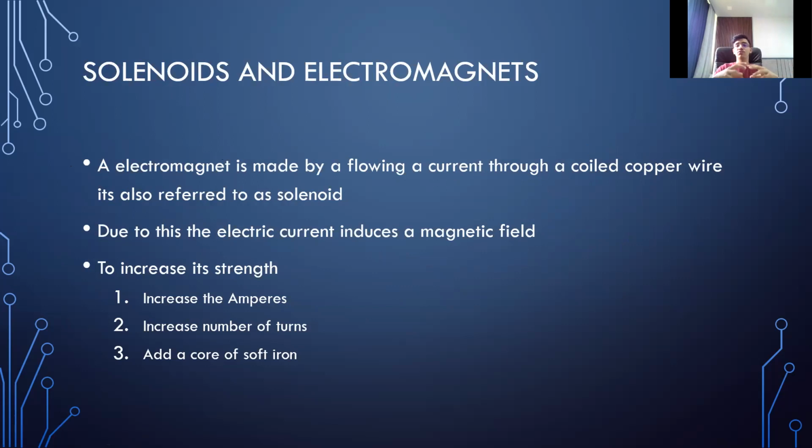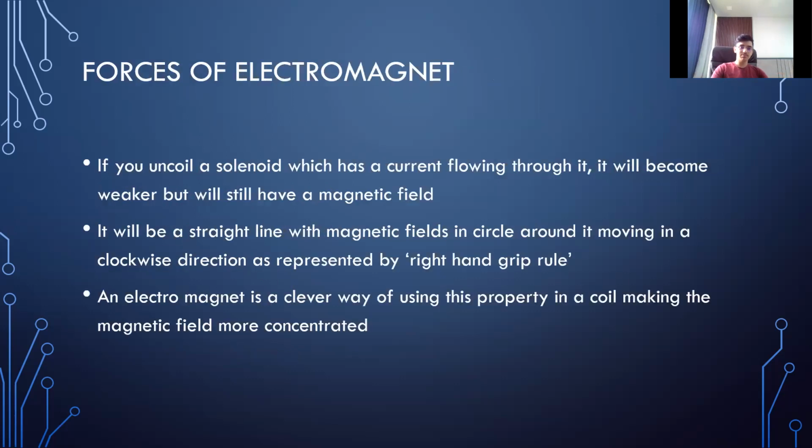So the reason for coiling it is because it concentrates the magnetic field much closer into the center of the coil, and if you add a core to it, it becomes much more concentrated and much stronger. So to increase the strength, you could either increase the current flowing through the coil, or increase the number of turns, so more electrons are structured in a way that it amplifies the magnetic field, or you could add a core of soft iron, which increases the strength of the magnetism.